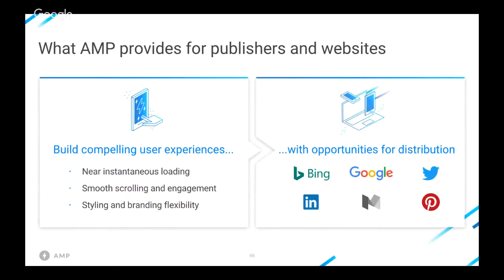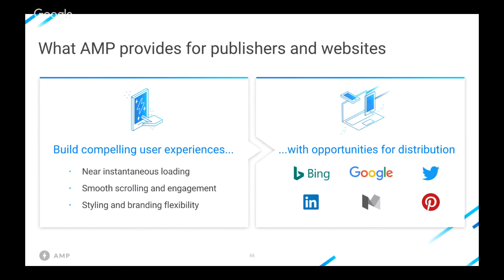So what does AMP provide for publishers and websites? For publishers and websites, you can have a compelling user experience, like a very good user experience, right? So you have near instant loading. It's very smooth scrolling, highly engaging for users, and it's also very flexible. You can easily format the site. You can implement your own layout. So in terms of your branding and styling, it's super flexible, and it also has a lot of opportunities for distribution.